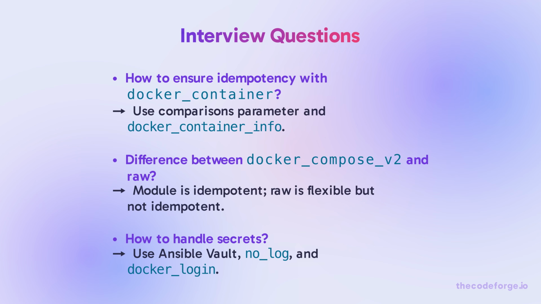Let's run through some common interview questions. How to ensure idempotency with Docker container? Use the comparisons parameter and Docker container info. Difference between Docker Compose v2 and raw? The module is idempotent, raw is flexible but not idempotent. How to handle secrets? Use Ansible Vault, no_log, and Docker login.